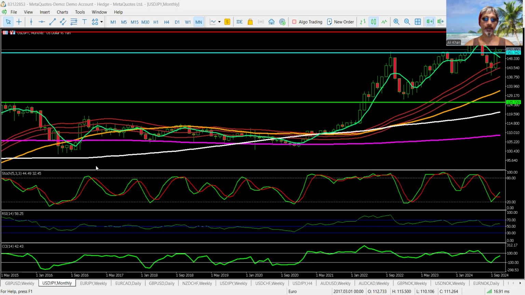Okay, everybody, I hope you can see my screen. All right, I'll put this there so in that way it's not disturbing us. And this is a monthly chart I'm looking at, USD Japanese yen, if you could see it here.